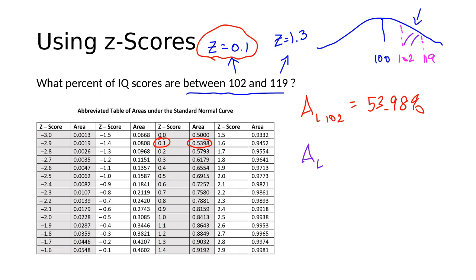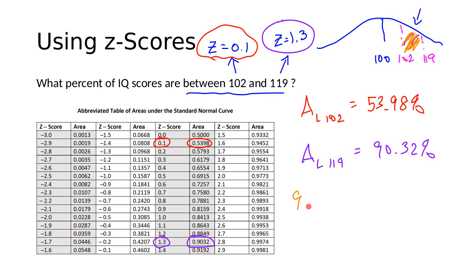The area to the left of 119 is going to be, let's see, that's a z-value of 1.3. So that's 0.9032 or 90.32%. And so what I want to do is say if 90.32% of the data is to the left of 119, and then I subtract off the area that's to the left of 102, that leaves me with the area in between.